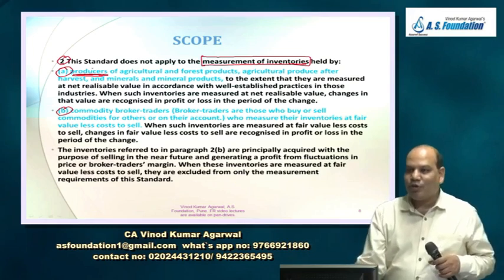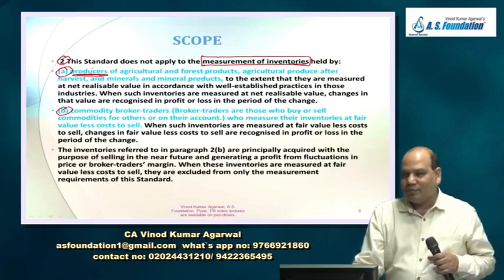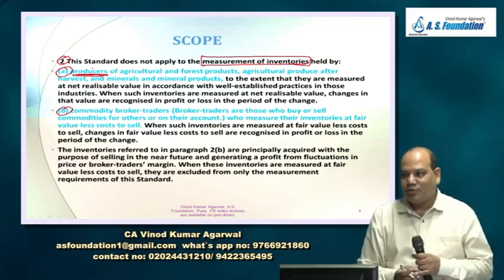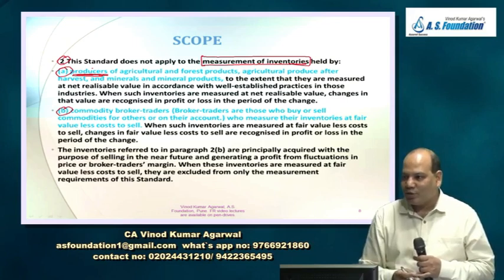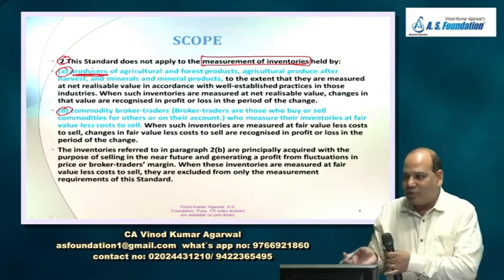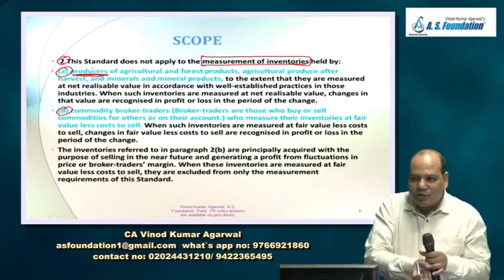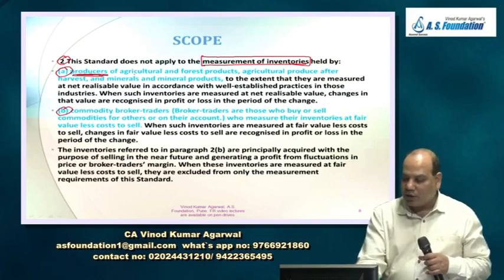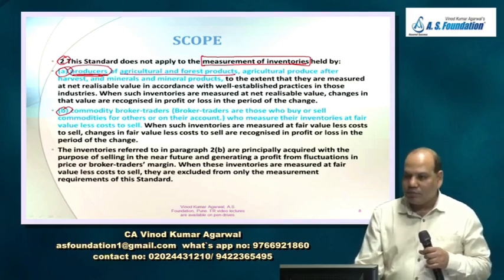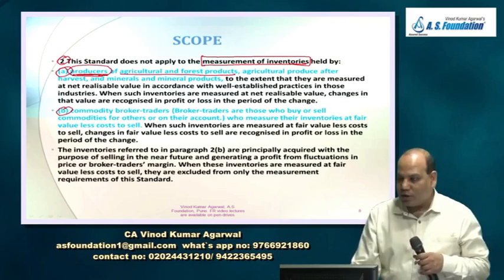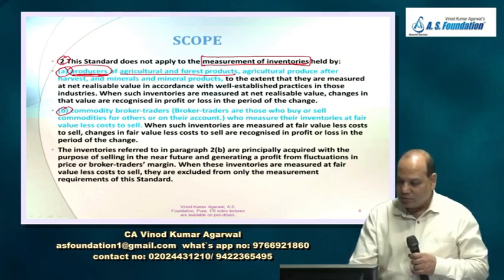A producer does not know what his cost is. The one who sells milk by milking his cows does not know what the cost of that milk is. But if you just buy the packed milk from one party and sell it to your customer, you know the cost. So the problem here is, in case of agricultural and forest products, as far as producers are concerned, we can't calculate the cost. So therefore they have been given another option to measure the inventory.